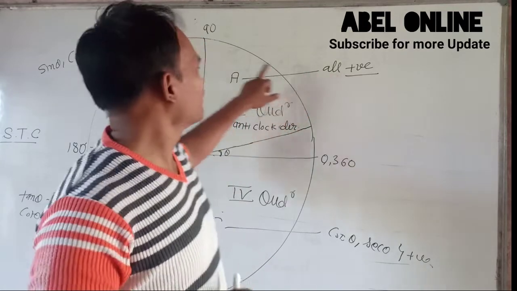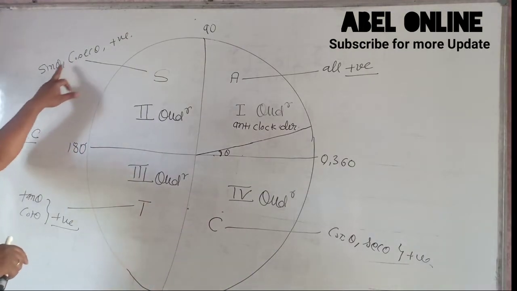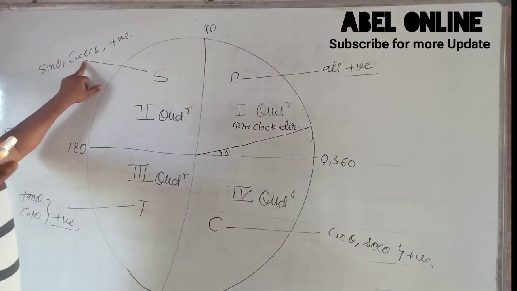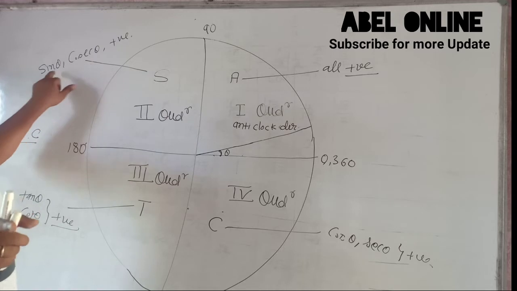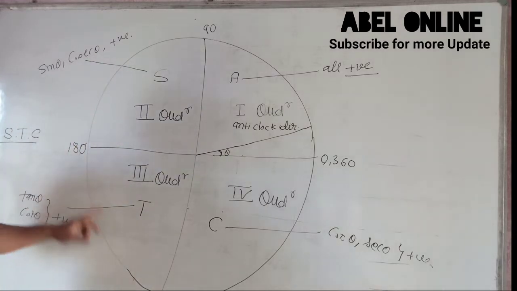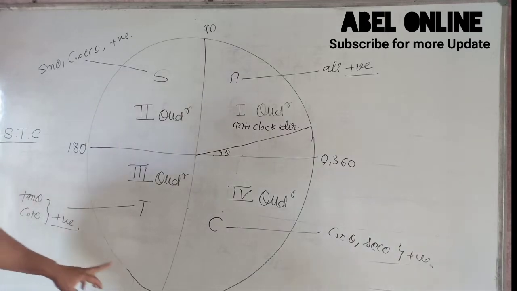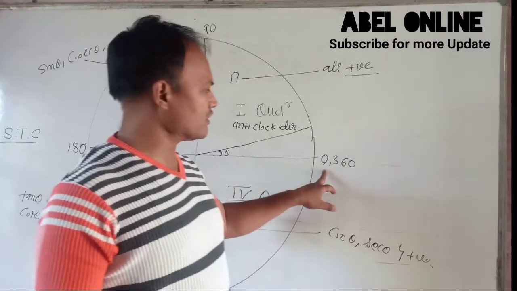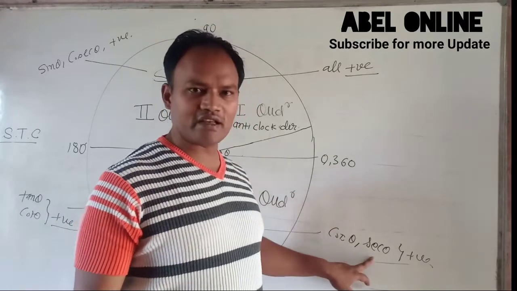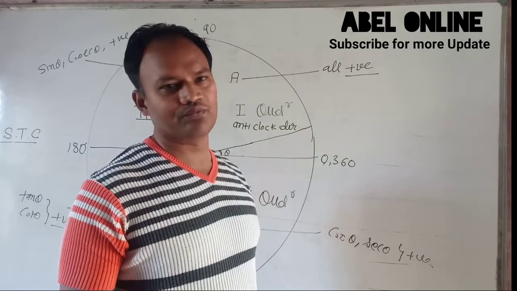Got it? Next is the second quadrant, 90 to 180 degree: sine theta and cosec theta are positive, and all the remaining values are negative. In the same way, from 180 to 270, tan theta and cot theta are positive, and all other values are negative. From 270 to 360, cos and sec are positive, and all the rest are negative.